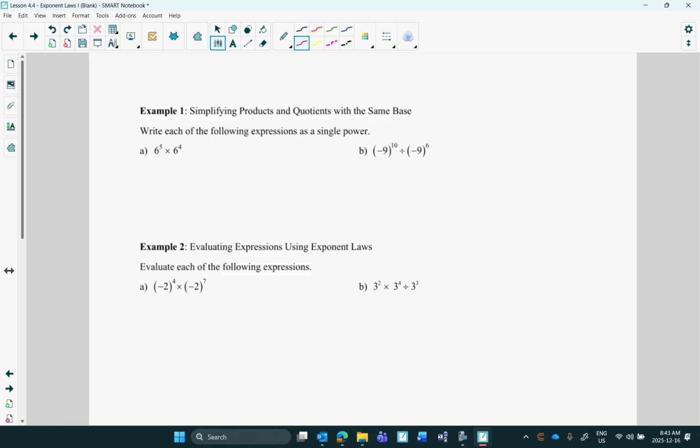So let's do a couple of examples. It's really important that you read the instructions. Sometimes you will be asked to find the answer. Sometimes you will be asked to write your answer as a single power, which means we're not going to calculate it. We're just going to write this as a single power. How can I write this as a single power? 6 to the 9, because base stays the same, add the exponents, and I get 6 to the 9.